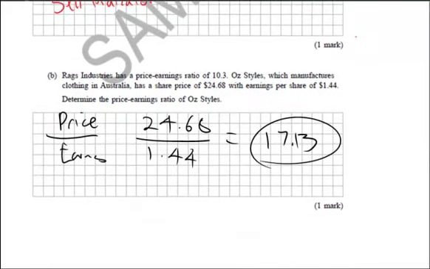Rags Industries has a price earnings ratio of 10.3. Ozstyles, which does the same kind of thing, has a share price of $24.68 and $1.44 for the earnings per share. So the price earnings ratio is just price on the top line divided by earnings, which gives you 17.13, which is a bit stronger.